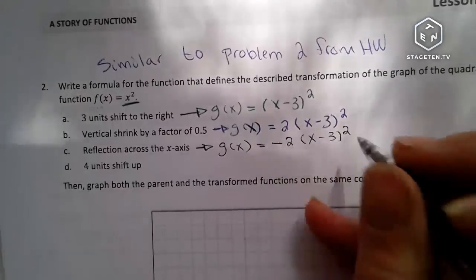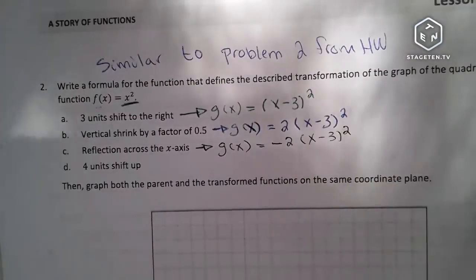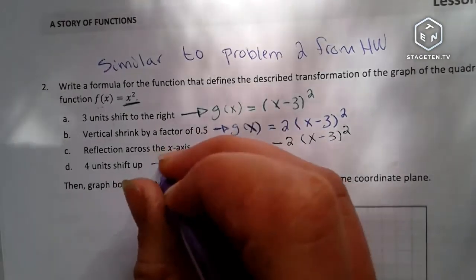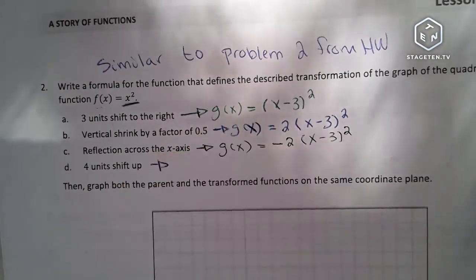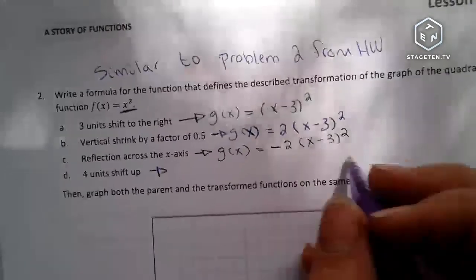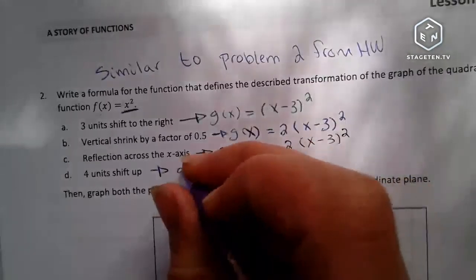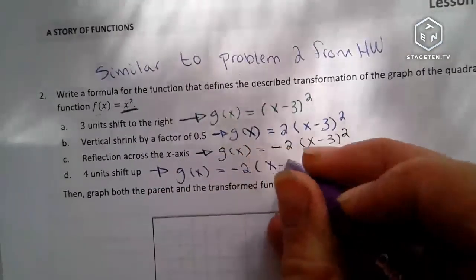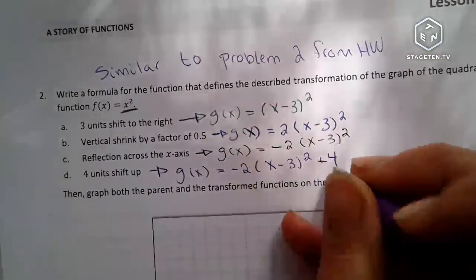And last but not least, I'm out of colors, so I'm going to go back to green. Actually, I'll do purple. Last but not least, we're shifting it 4 units up, which means that we add 4 to the end here. Not too bad.